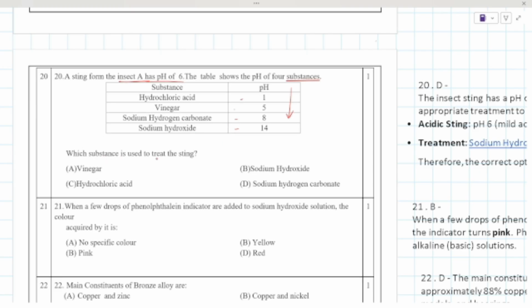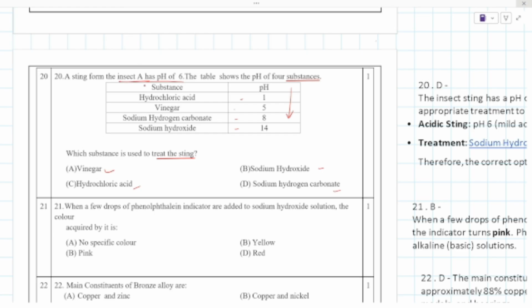Which substance is used to treat the sting? It will be vinegar, sodium hydroxide, hydrochloric acid, or sodium hydrogen carbonate. Sodium hydrogen carbonate. Very good. Can you explain why it will be sodium hydrogen carbonate? Because it is a base, and it will neutralize the acid from the sting. Yes, very good.